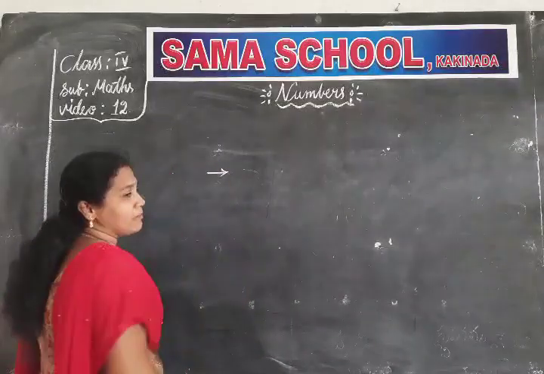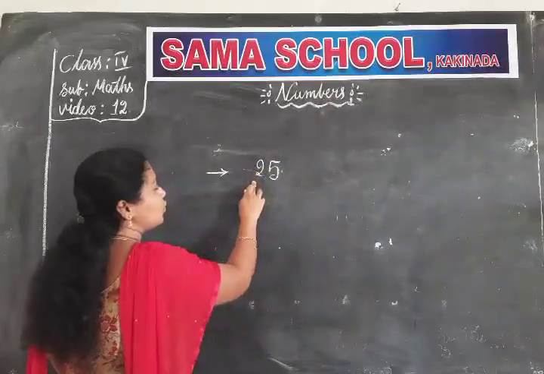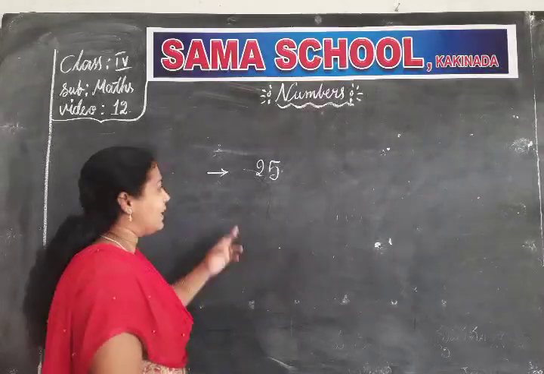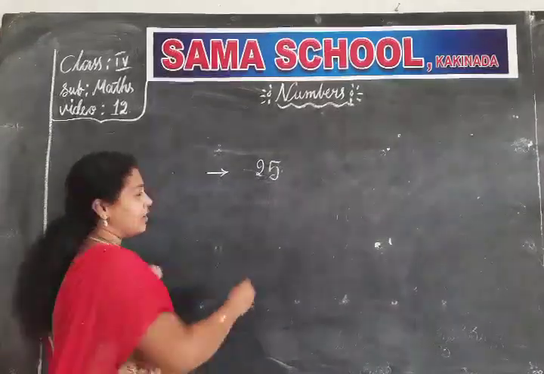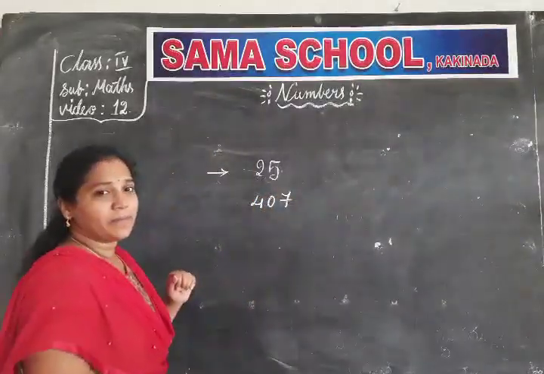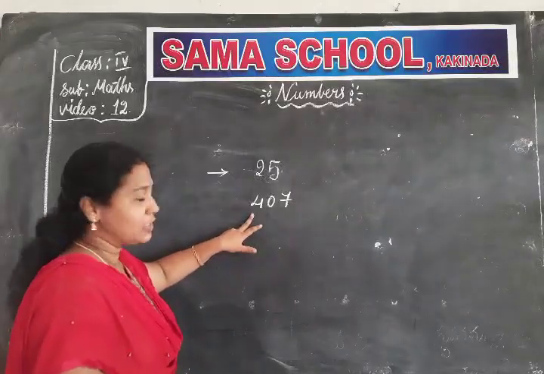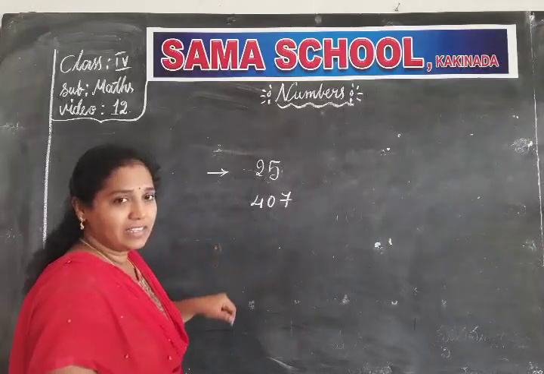Here I am writing one number, 25. How to read this number? We read it as 25. Shall I give one more? Come on, read this number. How to read this number? It is a 4-digit number. Sorry, a 3-digit number. How to read this one? 407.